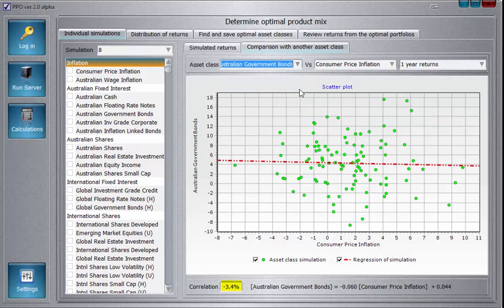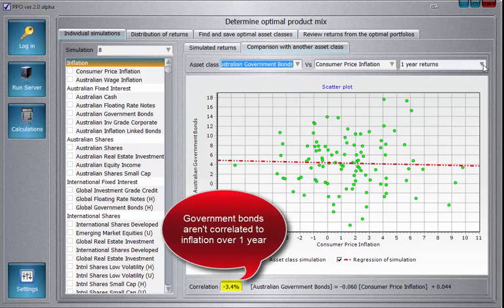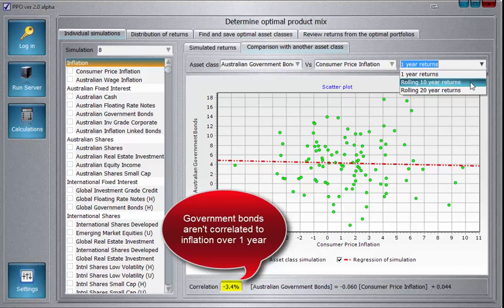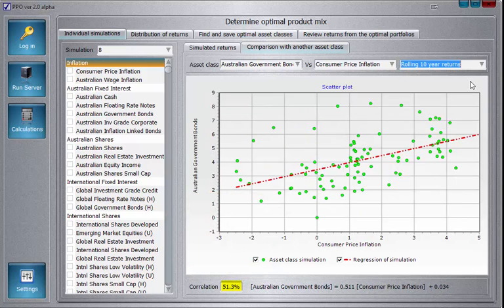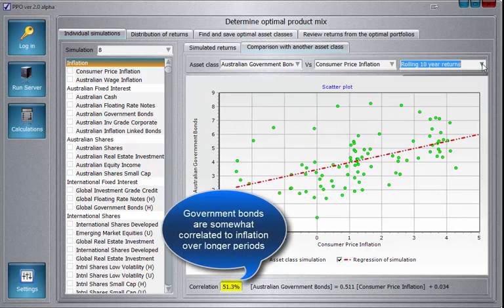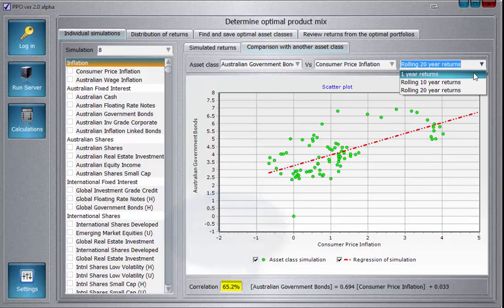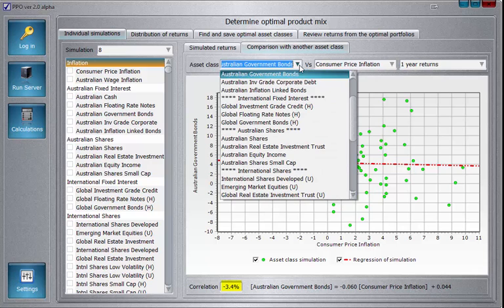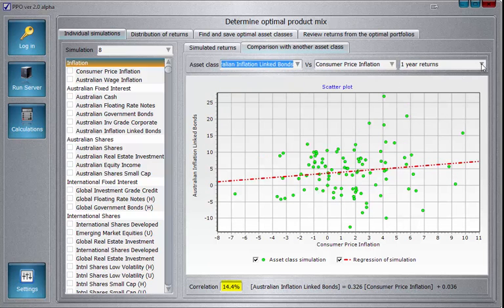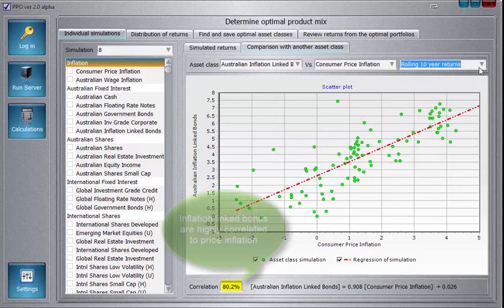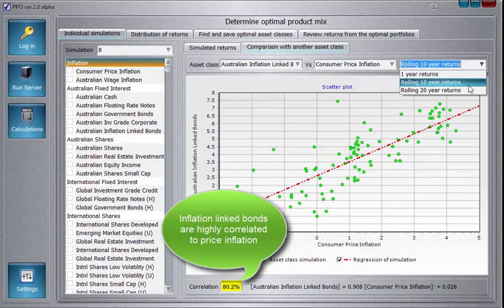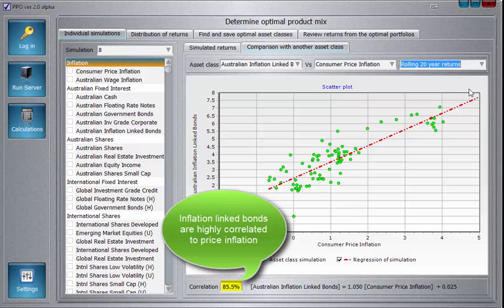Government bonds tend to have a low or negative correlation to inflation over a 1-year period, but over a 10-year period they tend to have a much higher correlation, and in a 20-year period extremely high correlations. Inflation-linked bonds have the same feature. Over a 1-year period the correlations are low because of the duration effect on real yields, but over longer time periods the correlations tend to be extremely high with inflation.